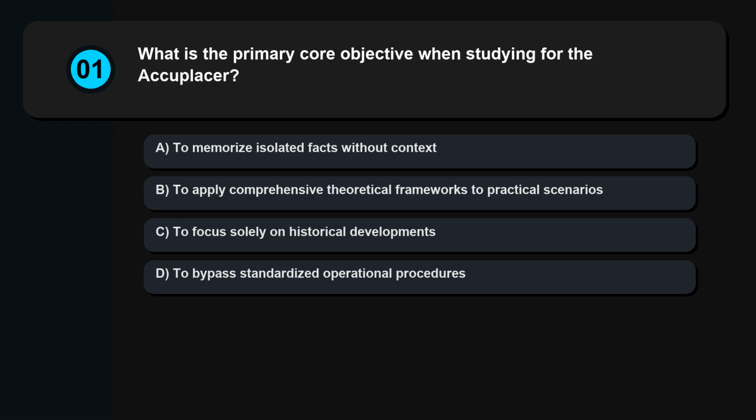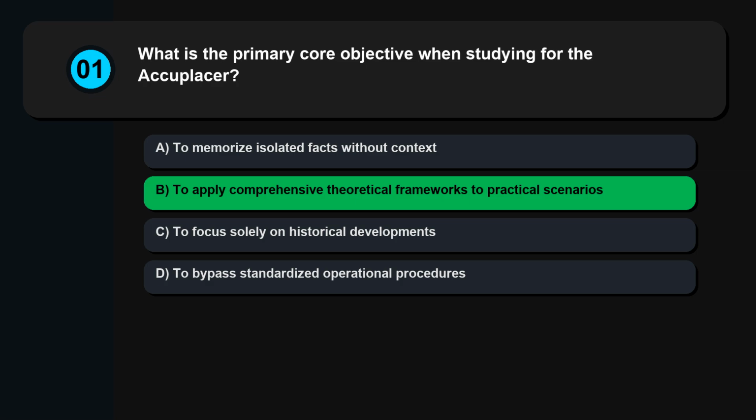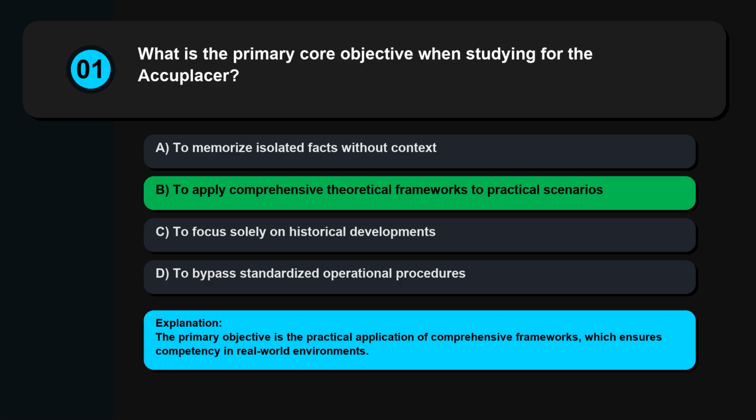Question 1. What is the primary core objective when studying for the AccuPlacer? To memorize isolated facts without context. To apply comprehensive theoretical frameworks to practical scenarios. To focus solely on historical developments. To bypass standardized operational procedures. The primary objective is the practical application of comprehensive frameworks, which ensures competency in real-world environments.